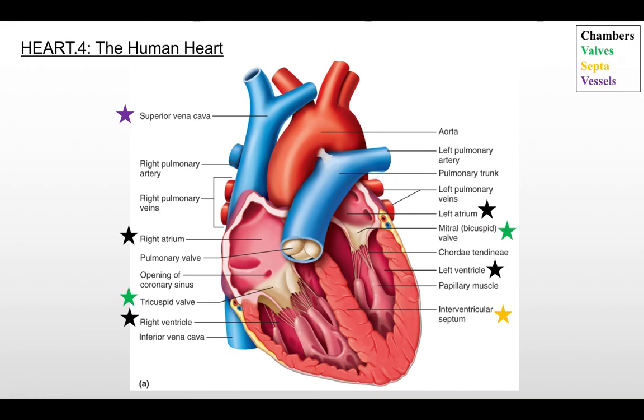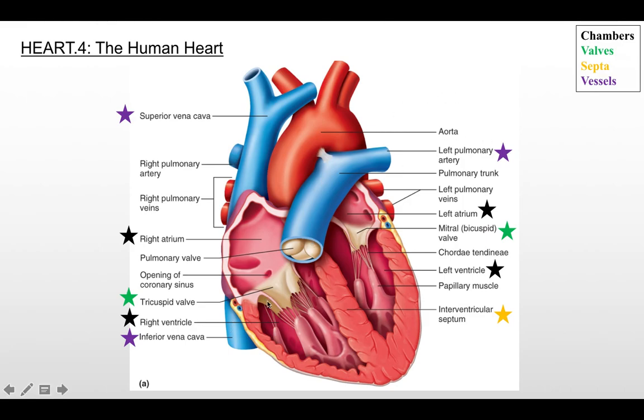So you have some major vessels going in and out of the heart. The superior vena cava collects all the blood from your upper body, so it goes through capillaries, venules, veins, and all those veins spill into that superior vena cava before it dumps the blood back into the right atrium. You also have one on the inferior side, which collects all the blood from your lower body.